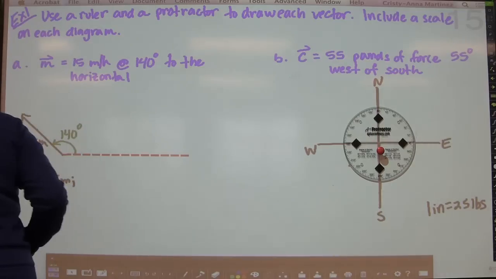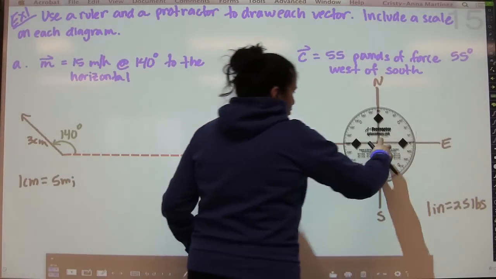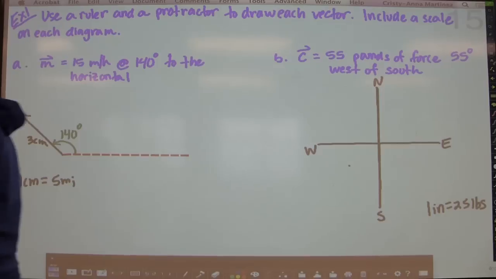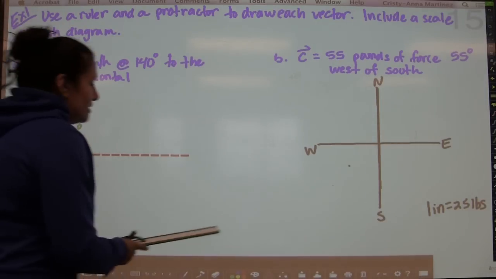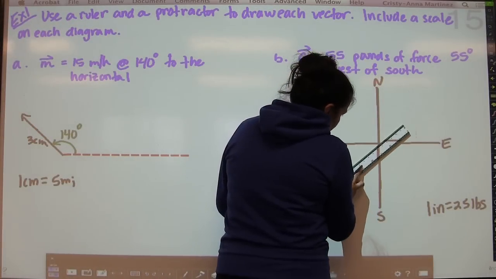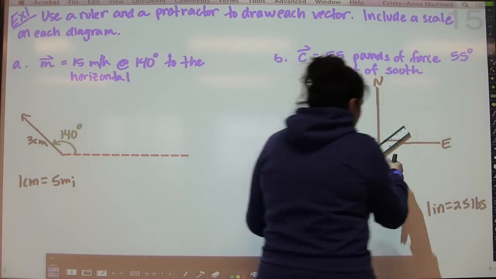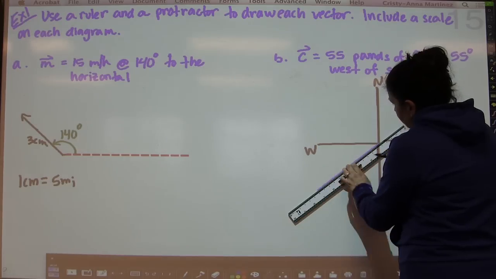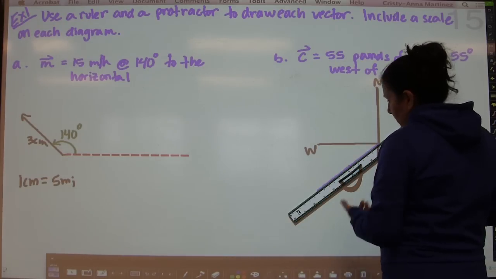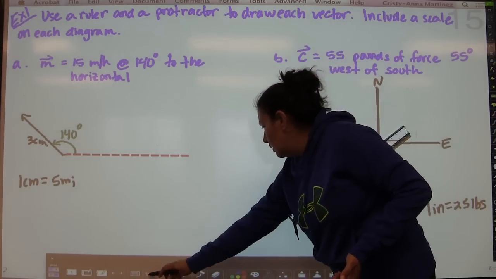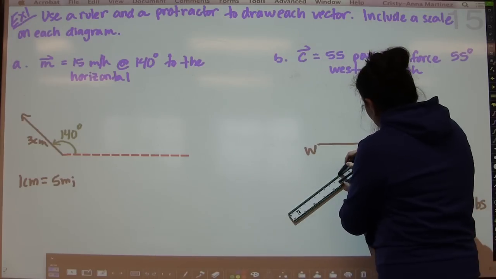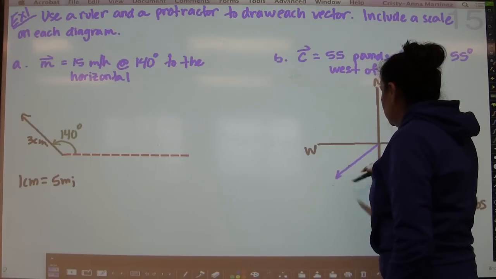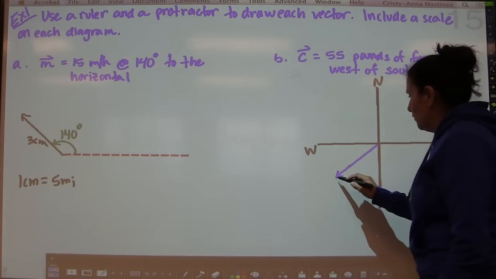And so you can use your protractor. Yours is a little different than mine. But basically you have to get that angle to be 55 degrees. And then you're going to draw your arrow 2.2 inches long. Don't forget that. Starting from right here. That's probably a little bit too long. So let's just kind of go like that. Again, this is a lot longer than 2.2 inches for me.